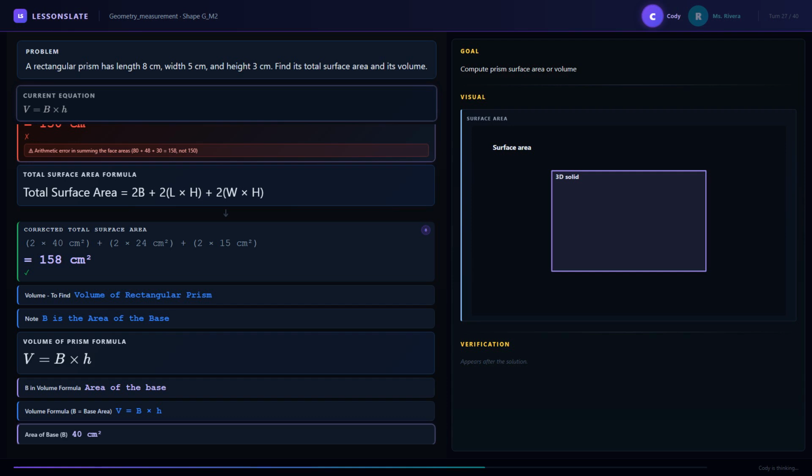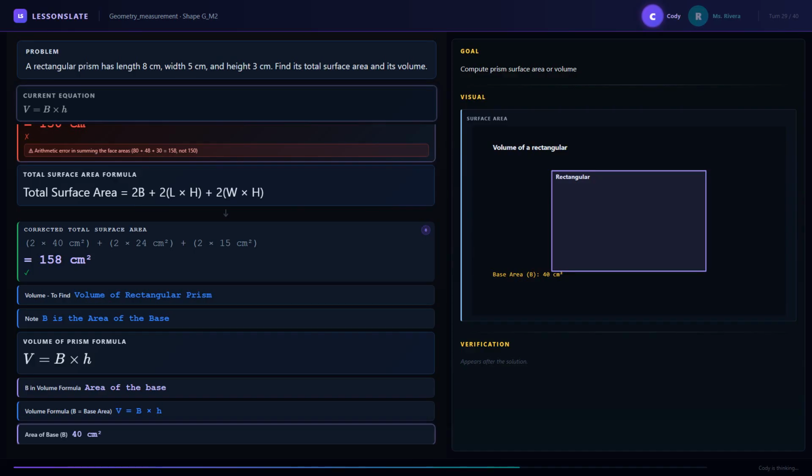Okay, so the area of the base was 40 square centimeters, the one we just worked out, and the height of the prism is 3 centimeters from the problem statement. So I'll use those two numbers for the volume. Exactly right, Cody. The area of the base, B, is 40 square centimeters, and the height, H, of the prism is 3 centimeters. Now that you have both of those values, what is the volume of the rectangular prism?